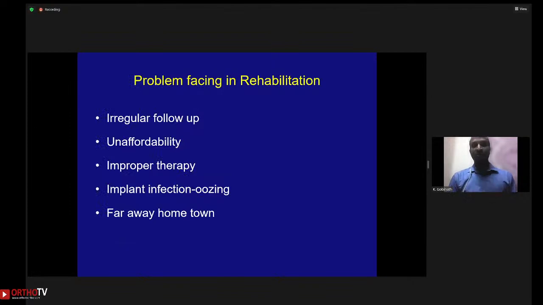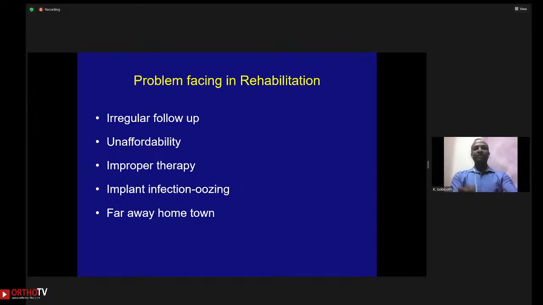So what are the problems in rehabilitation? The only thing is that it needs long-term follow-up, which is not possible when the patient is far from the department. The main thing is that it takes 6 months to rehabilitate them to use the hand. That means 6 months jobless, and the affordability of traveling and staying at the place of rehabilitation.